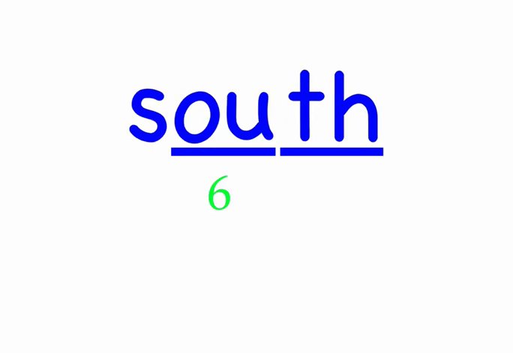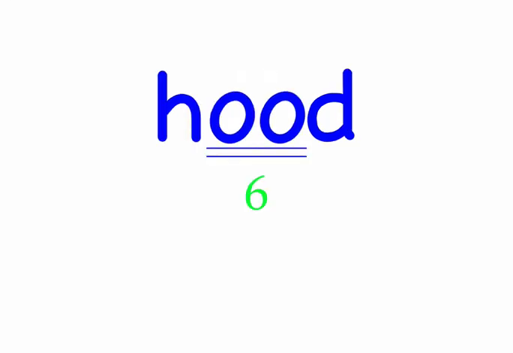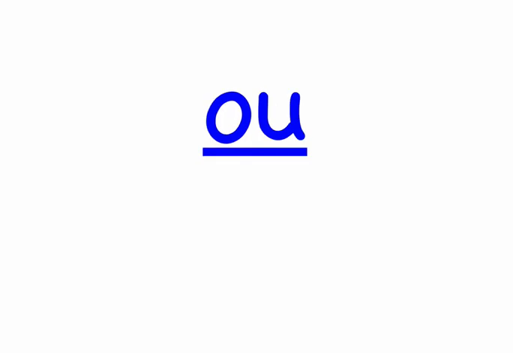Hood. She wore a hood over her head. Hood. 3 sounds. H, oo, d. Hood. Row 7. Pound. He began to pound on the table. Pound. 4 sounds. P, ow, n, d.